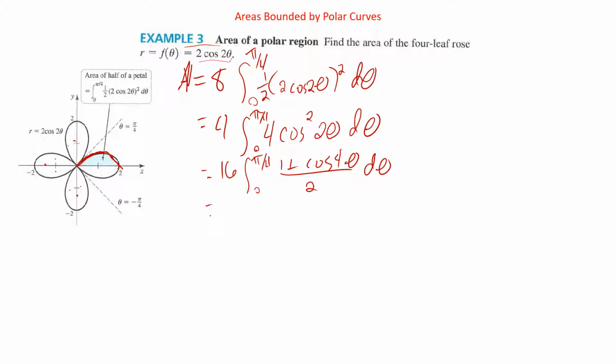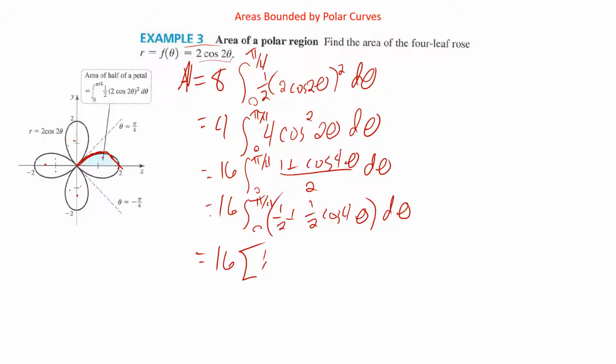So splitting this up, we have 16, 0 to pi over 4 of 1/2 plus 1/2 cosine of 4 theta d theta, which will give us 16 times 1/2 will be 1/2 theta, and then cosine will give us sine, so we'll have plus sine of 4 theta. The 1/2 will be there, but also there's some u substitution, there's some chain rule going on. If we take the derivative of sine of 4 theta, we'd have cosine of 4 theta times 4. So we need to divide by 4, which would turn that 1/2 into a 1/8. Then 0, pi over 4.